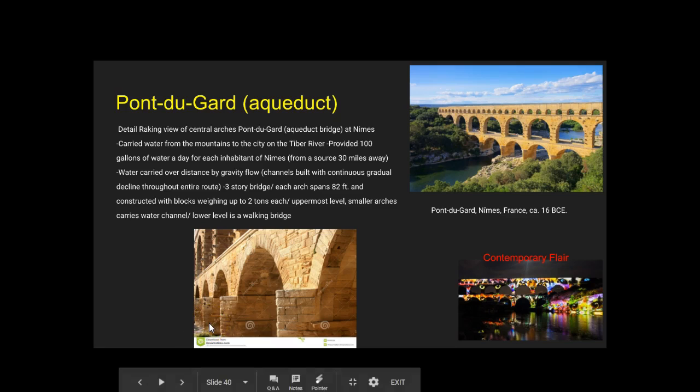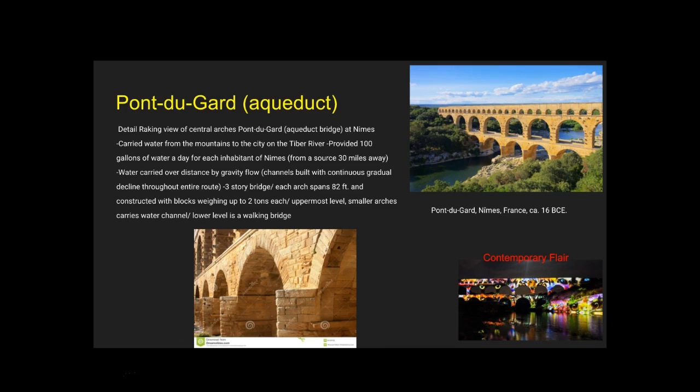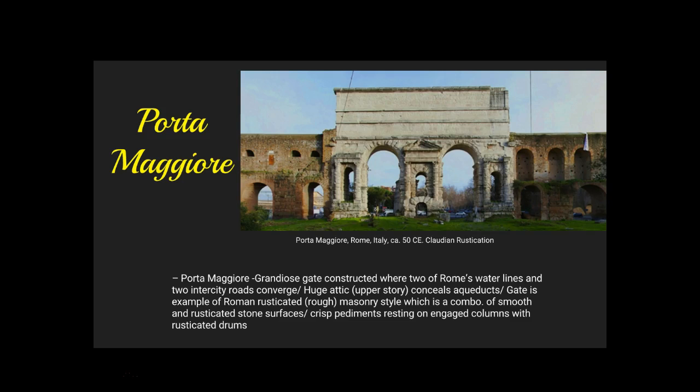Okay, so here what we're seeing are the aqueducts. The Romans, you guys should know about the aqueducts. The Romans built these as waterways all the way around and across their empire. Here's another aqueduct.